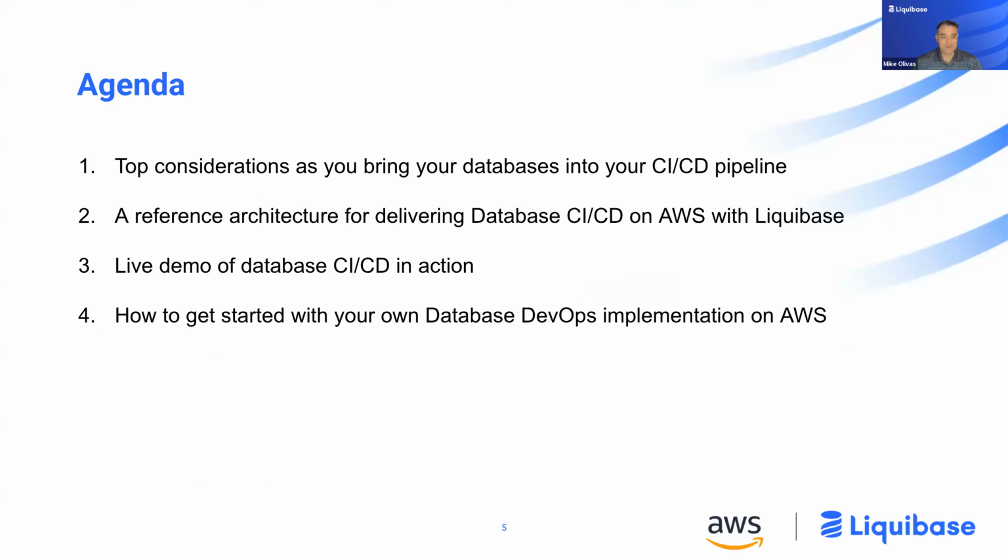Thanks, Matt, and welcome everyone. Today we're going to talk about a few things. First, the top considerations as you bring your databases into your continuous integration, continuous delivery pipelines. We'll talk about a reference architecture that uses AWS resources and Liquibase. We'll move into a live demonstration of database CI/CD in action, your continuous integration and continuous delivery actually running within AWS resources. And then we'll land on how you get started with your own database DevOps implementation using AWS.